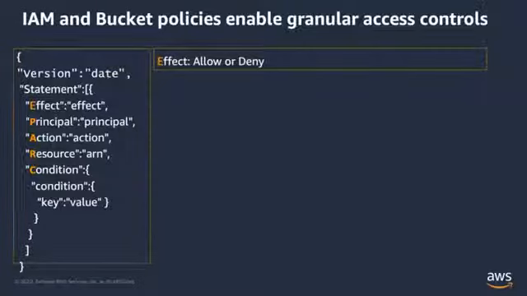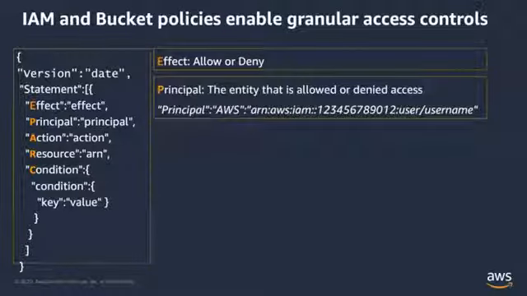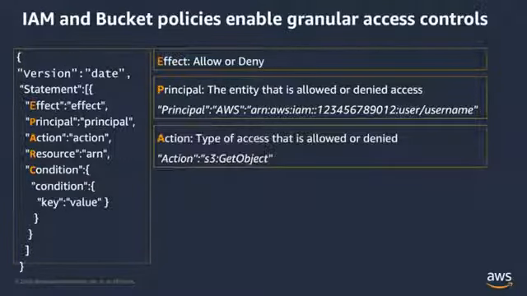The first one is effect. And effect is either allow or deny. That's it. Those are your only two options. It's either allow or deny. Very easy. Now, our principal defines the entity that is either allowed or denied. In this case, we have an ARN, which is just an Amazon resource name. And here it is, ARN:AWS:IAM:1234567891012 user/username. So this is a user within that account, and the username is username, which is probably a bad one to pick, but it shows it as the username.